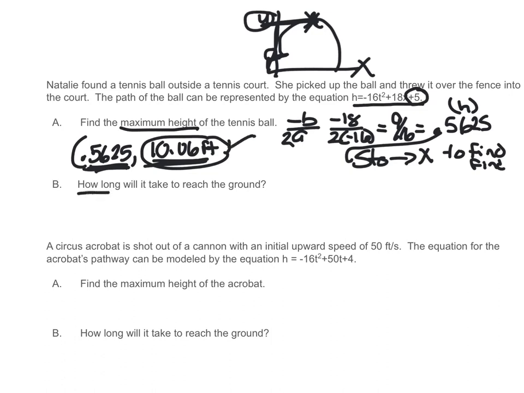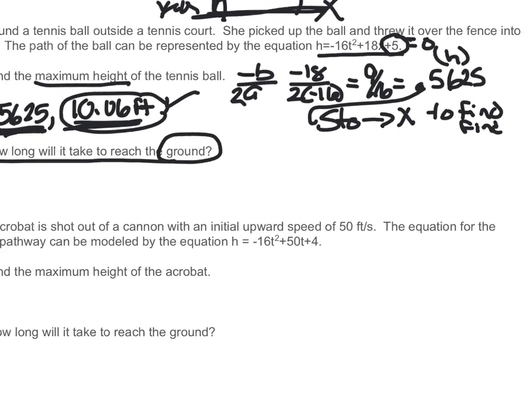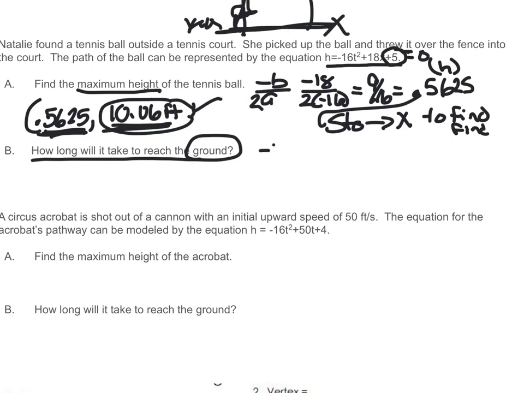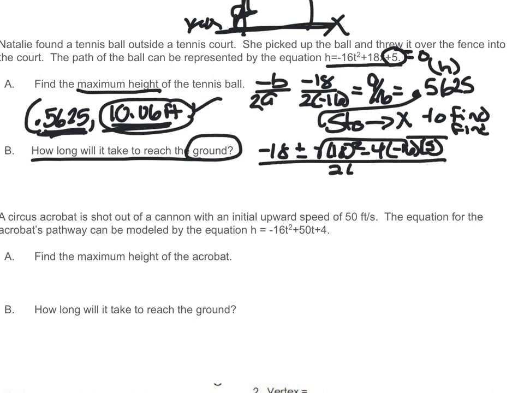It says, how long will it take to reach the ground? So at the ground, here's the ground, your x-axis, your y is 0, right? So that means we need to solve that. So that's your lovely quadratic formula. So negative 18 plus or minus square root of 18 squared minus 4 times negative 16 times 5, over 2 times negative 16.